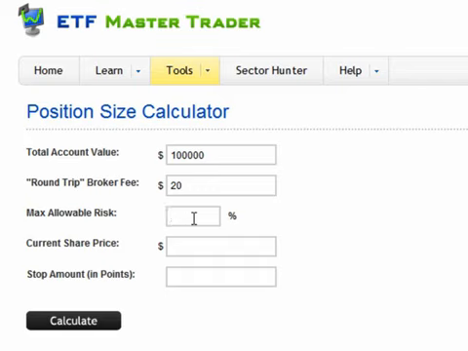Let's be conservative. Let's say 2% is for institutions, that's kind of a wild cowboy number. They'll normally put anywhere from 0.25% to 1%. But for individuals, 2% is a relatively conservative number. Obviously, if you have a bigger portfolio, 1% is even more conservative. But for a $100,000 account, 2% is a pretty good number.